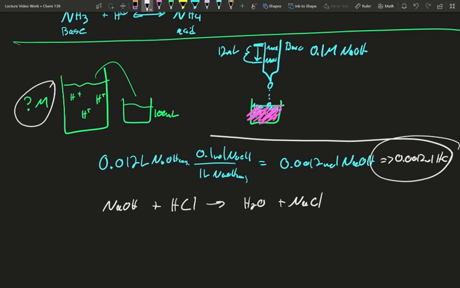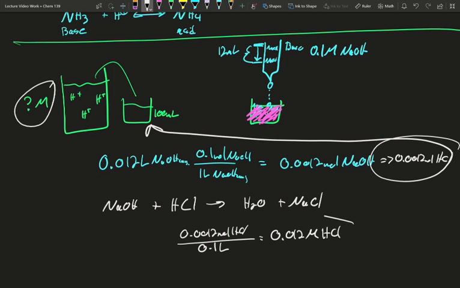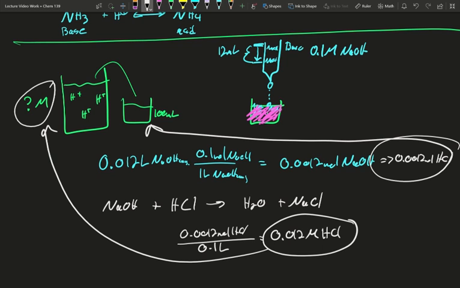Well, that HCl was in the 100 milliliters, which means I know the moles and the volume. 0.0012 mole of HCl over 0.1 liters means there was 0.012 molar HCl. What was that original unknown concentration? It's 0.012 molar, or 12 millimolar.